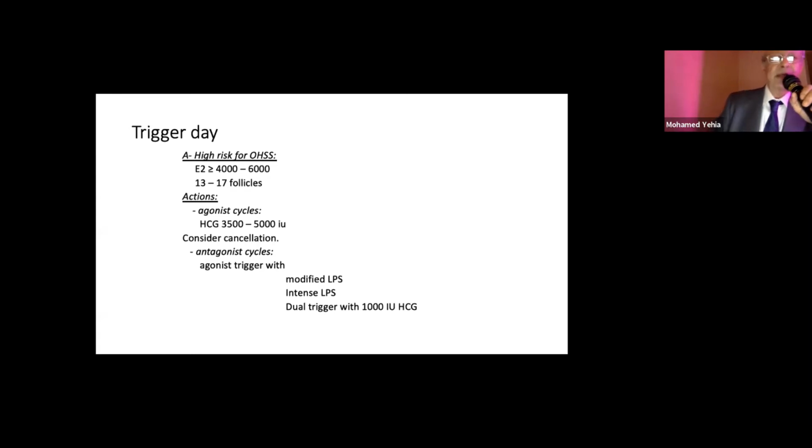If it's an antagonist cycle, you can do agonist trigger and see the patient 48 hours later. If the patient is okay, you can either modify your luteal phase support or give intense luteal phase support, or you can even start giving her a smaller dose of HCG.